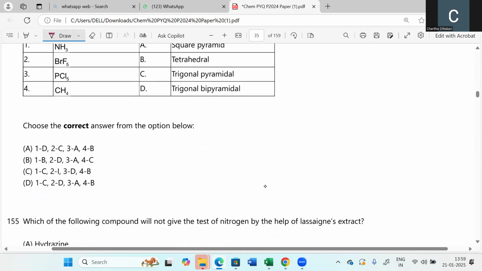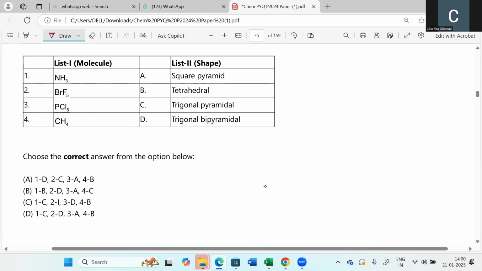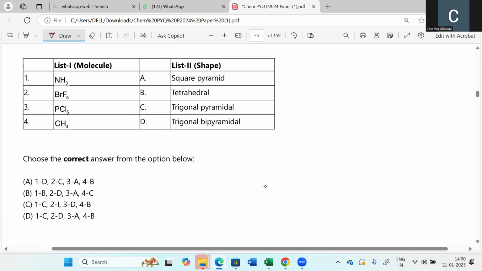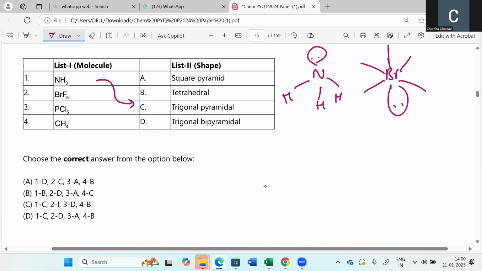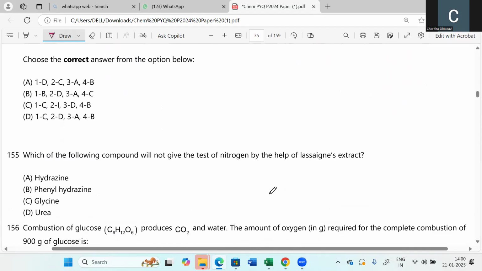Then moving on with 154. Ammonia is trigonal pyramidal in structure. You all should be aware of these structures for sure. BrF5 is square pyramidal, with one lone pair. This is your square pyramidal structure. And then PCl5 is trigonal bipyramidal and CH4 is tetrahedral. We already know this. This is again your class 11 only.